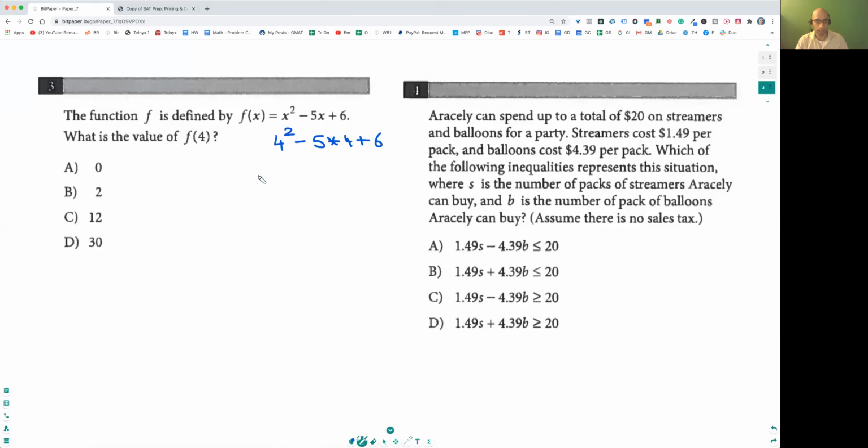Right, what do you get here? So you've got 16 minus 20 plus 6. If you add, 16 minus 20 is -4, plus 6, that's 2. So that's your answer. Now try this one. Try the second one here.